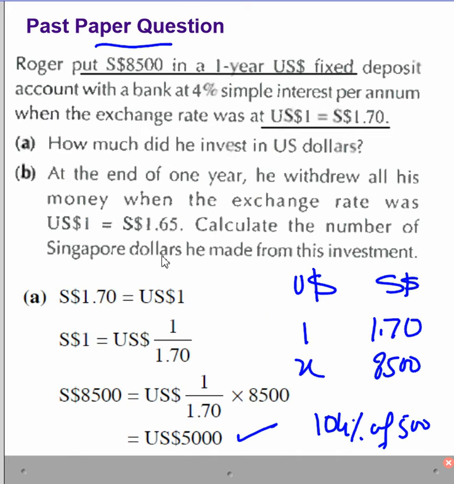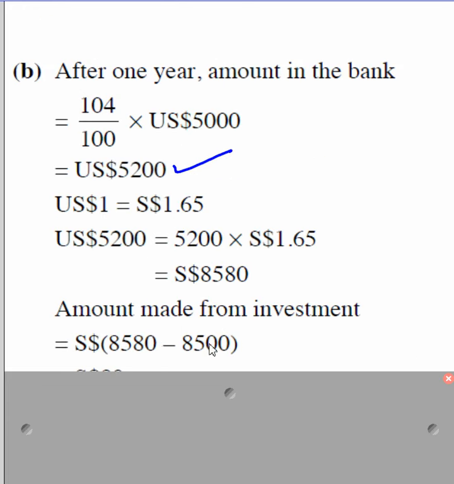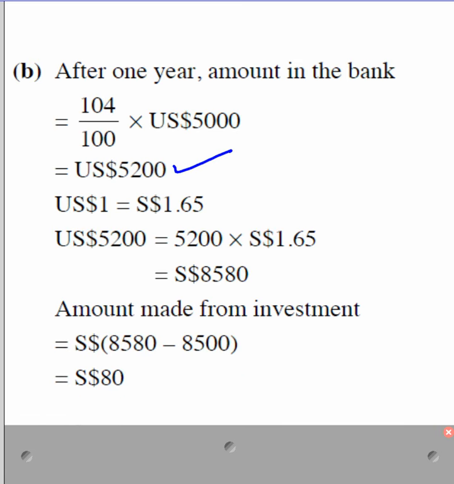Question is saying, calculate the number of Singaporean dollars he made from this investment. Made. So we will see the difference. He deposited 8,500 and this is what he's getting back. So the difference is how much money he made out of that investment, right?